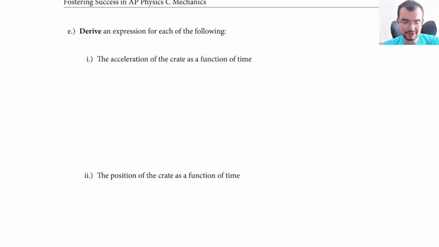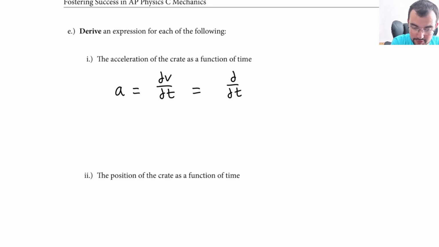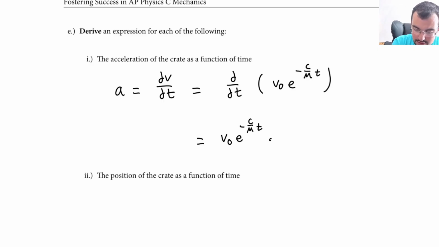So what would be the acceleration of the crate as a function of time? Well, the acceleration of the crate as a function of time would just be the derivative of the velocity function. So all we have to do there, remember the derivative of an exponential is itself, and then we have to do the chain rule. So this would just be v0 e to the negative c over m times t times the derivative of the exponent, which is negative c over m. So we'd get negative c v0 over m e to the negative c over m times t.